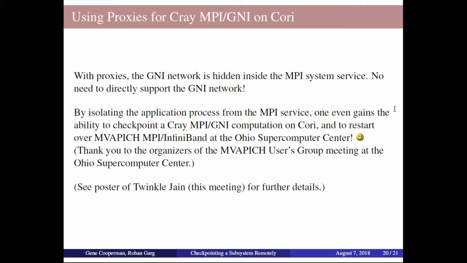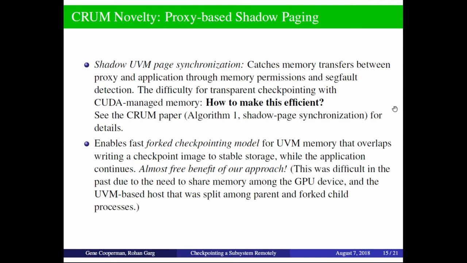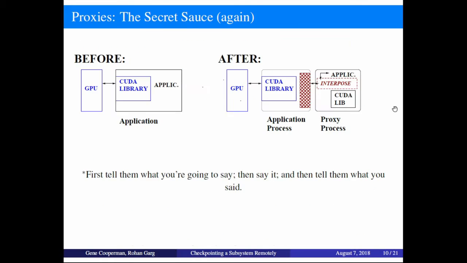So again, if you recall the picture we started with, now instead of a CUDA library, this will be an MPI library. And on each node, we'll have one of those MPI libraries talking to, instead of the GPU, an MPI network. And then it's up to the MPI service to transport over that MPI network, which in this case happens to be using GNI.